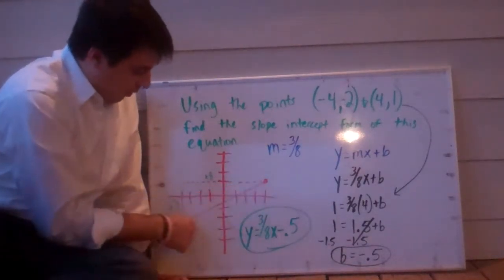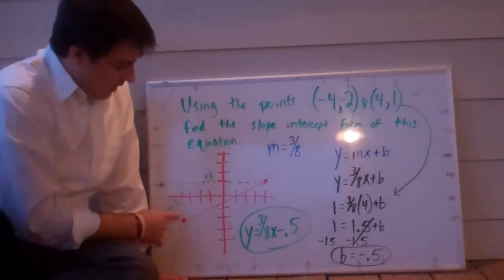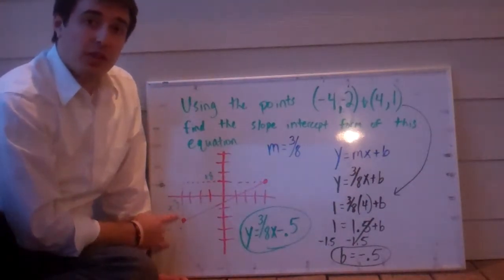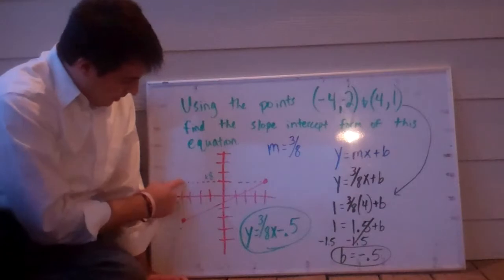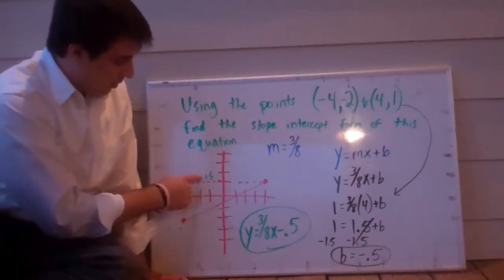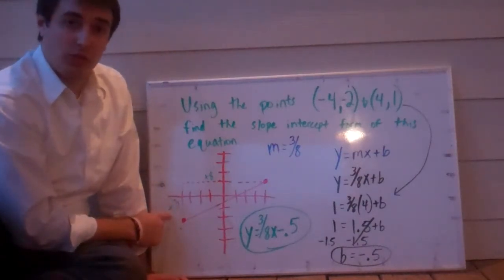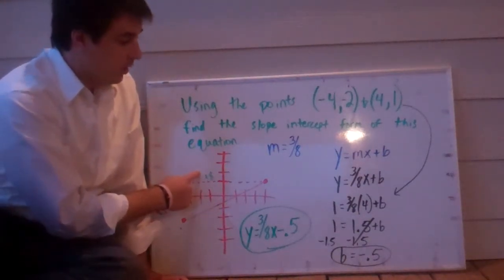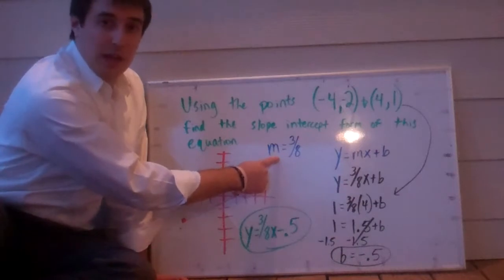So I graphed my 2 points and connected them with a line. Remember, we can use triangles to help us figure out slope. So I went up and then to the right. I went +3 and +8. So my vertical change was 3 while my horizontal change was 8. So my slope would be 3 over 8.